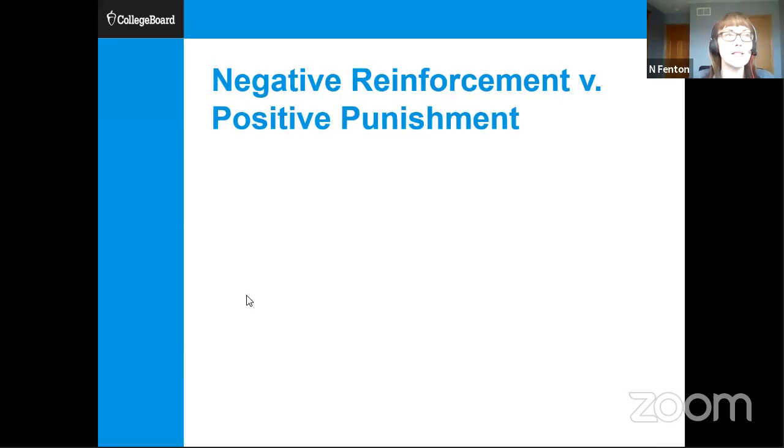Okay, so these 2 terms come up when we're talking about the consequences in operant conditioning, and usually this is where mistakes happen: negative reinforcement versus positive punishment. A lot of this has to do with the fact that we don't think of punishment as positive, right? That feels strange. But remember, this is addition. Now, negative reinforcement, that behavior is going to increase. If it's punishment, even though it says positive, it's going to be a decrease in that behavior.